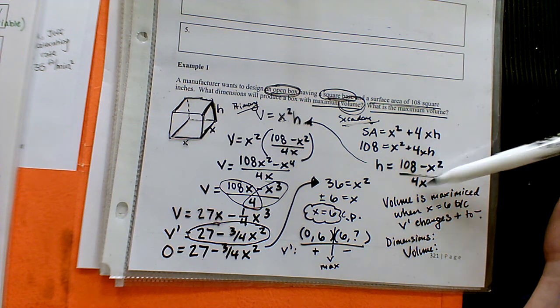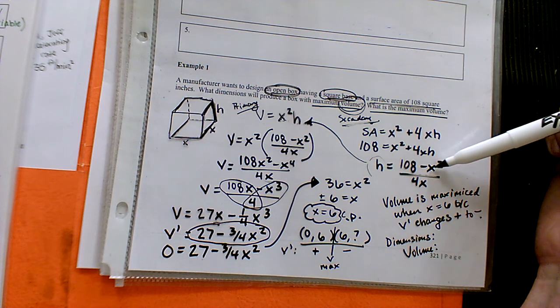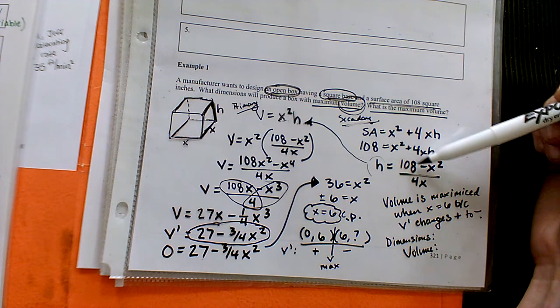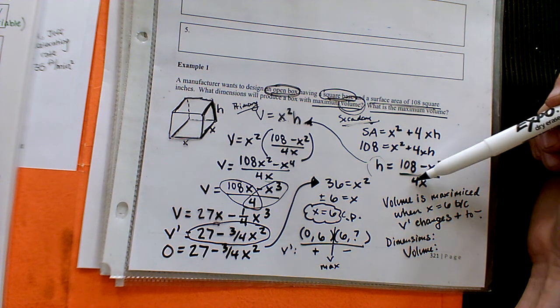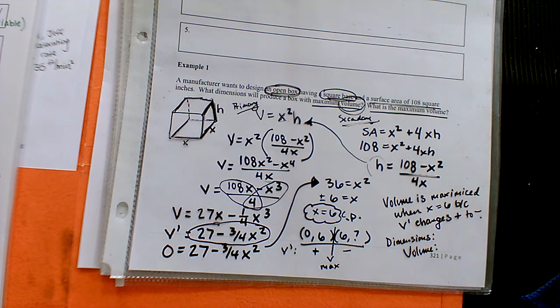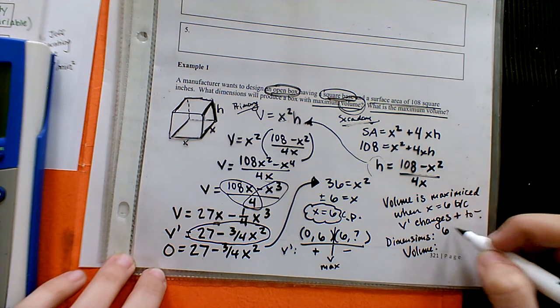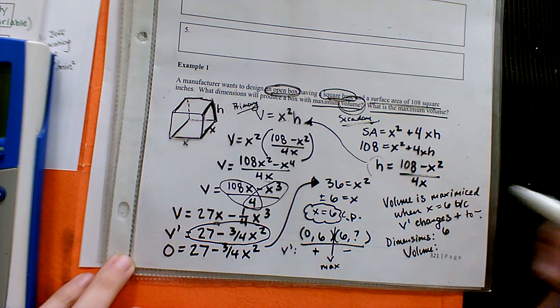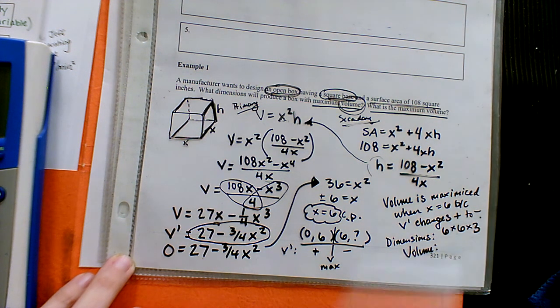So we know what x is, which means we should be able to figure out h. So if we plug in 6, this will be 36. 108 minus 36 divided by 24. 3. All right, so we'll have 6. So the dimensions of the box would be 6 by 6 by 3. Okay, length by width by height. Inches. I think that's our unit, right? Inches.